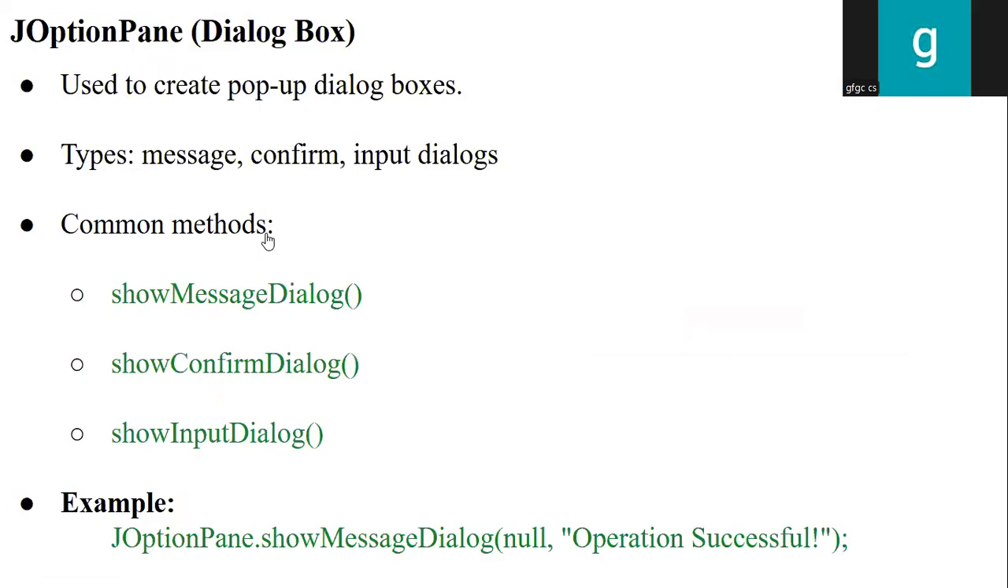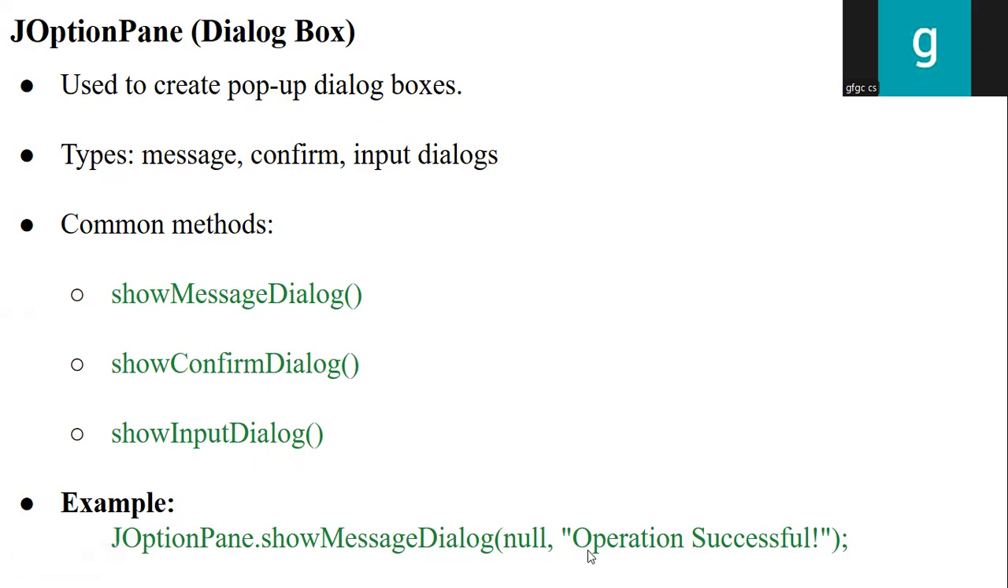Here, JOptionPane is there, which is nothing but a dialog box. In many of the examples, I have shown dialog boxes. Why do we use dialog boxes? To show short messages or to show warning messages, we use dialog boxes. It is used to create pop-up dialog boxes. Types: message, confirm, or input dialog. Common methods: showMessageDialog, showConfirmDialog, showInputDialog.